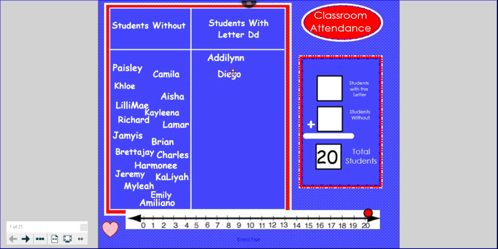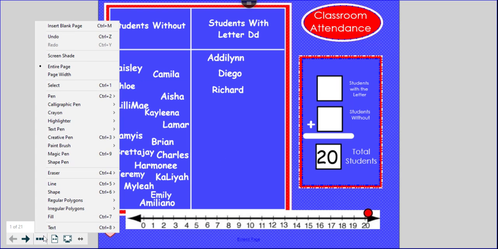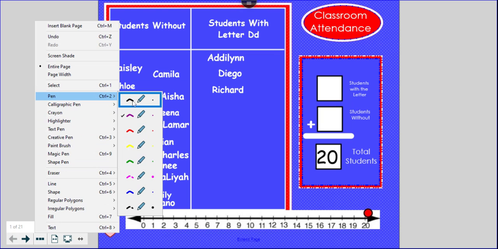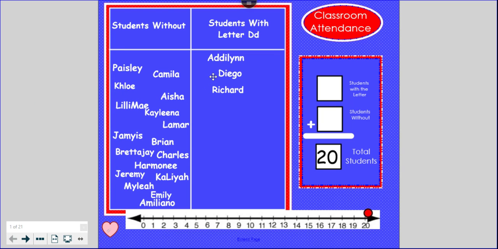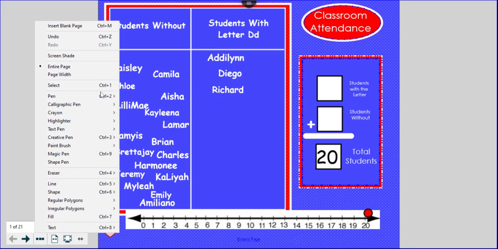Diego starts with a capital D. Oh, Richard has a D at the end of his name. Anybody else that has a letter D in their name? I don't see anybody. All right, let's count together. How many friends do have the letter D in their name? 1, 2, 3. Awesome.